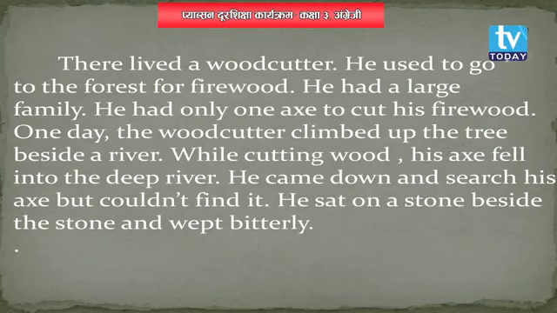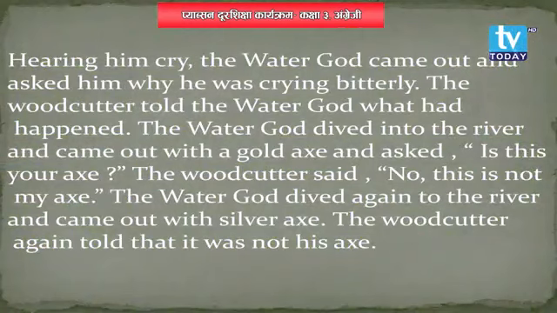Now, in the next slide you can see, hearing him crying, the water god came out and asked him why he was crying so bitterly. The woodcutter told the water god what had happened. The water god dived into the river and came out with a golden axe and asked, "Is this your axe?" The woodcutter said, "No, this is not my axe." The water god dived again and came out with a silver axe. The woodcutter again told him that it was not his axe.